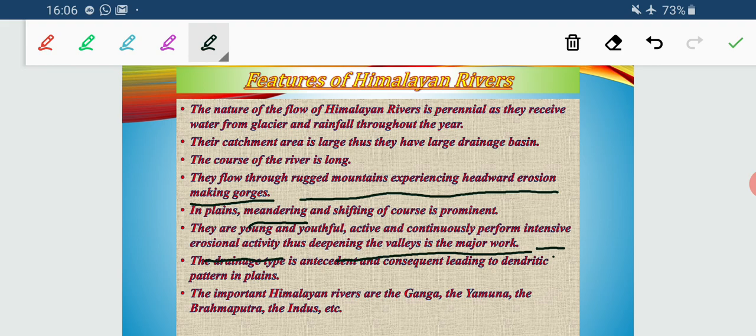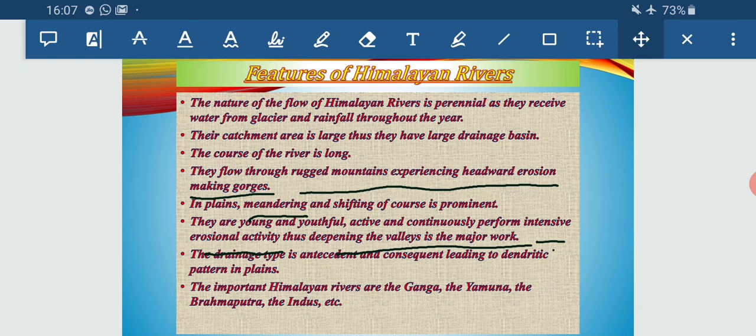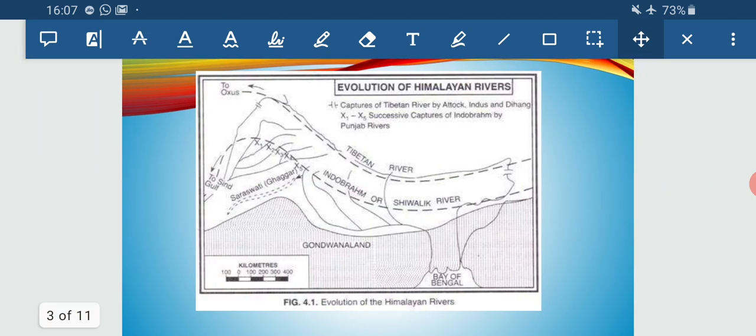Now next, the important Himalayan rivers. As I said, the three most important Himalayan rivers are Indus, Ganga, Brahmaputra, and there are many tributaries. Among them Yamuna and Satluj are very important ones. Now let us move to the next topic, that is evolution of Himalayan drainage.